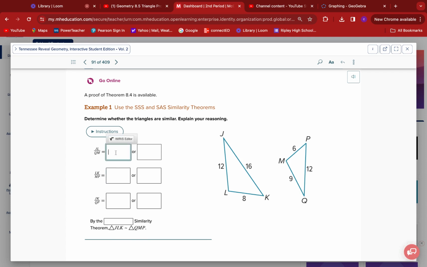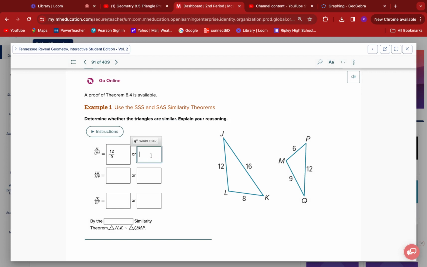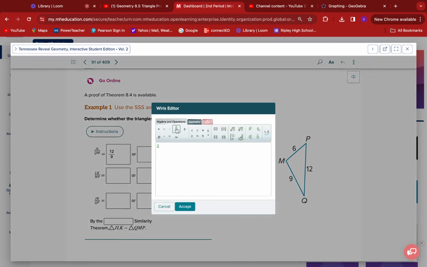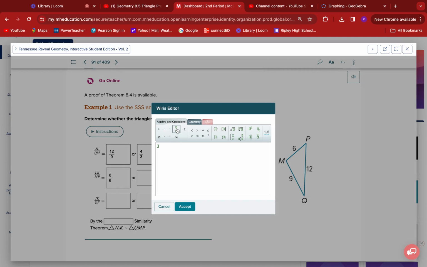All right, well, here we go. Okay, so let's see. JL is a 12. QM is a 9. And that simplifies to 4/3. Okay, LK is an 8, and MP is a 6. And that simplifies to 4/3.